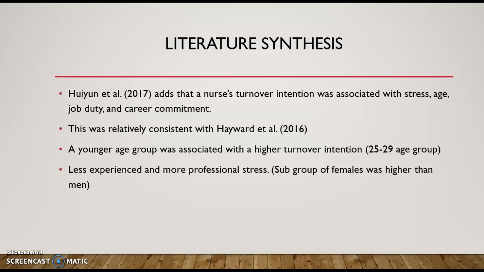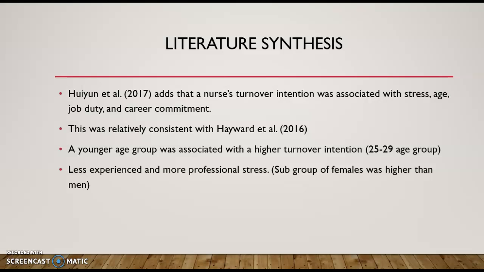Hian added that nurses' turnover intention was associated, again, with stress, age, job duty, and career commitment, kind of going on Hayward's example of the higher stress work environment and the social construct of nurses really not caring after their own. Again, this is consistent with the 3 articles that were chosen.